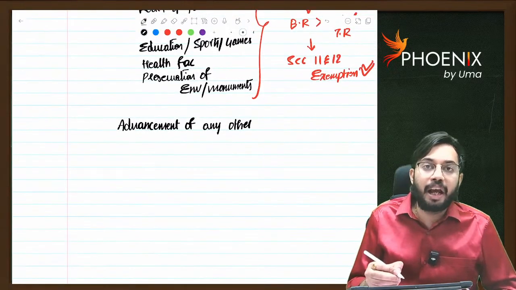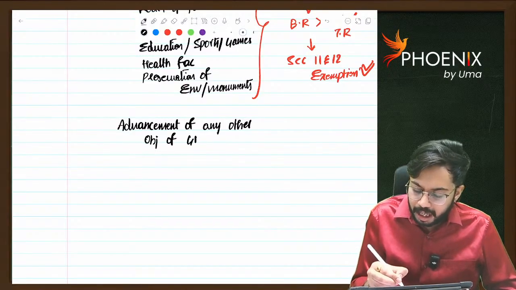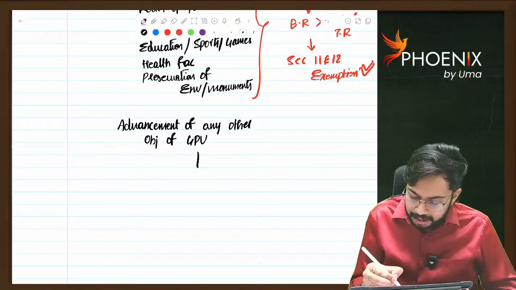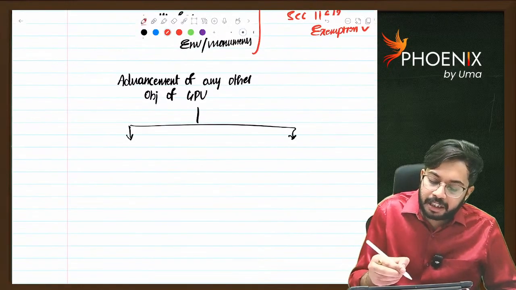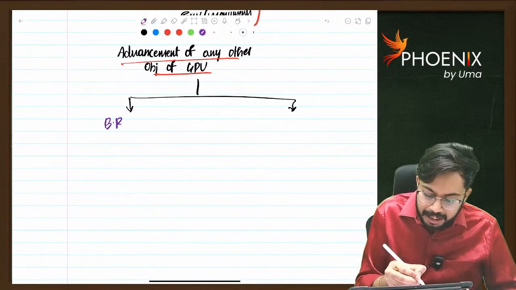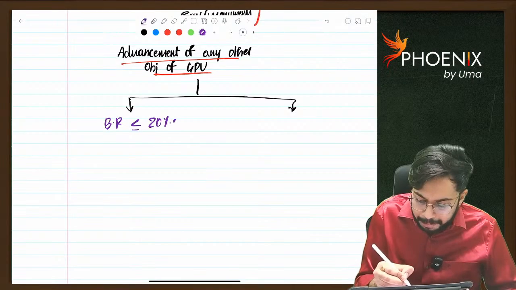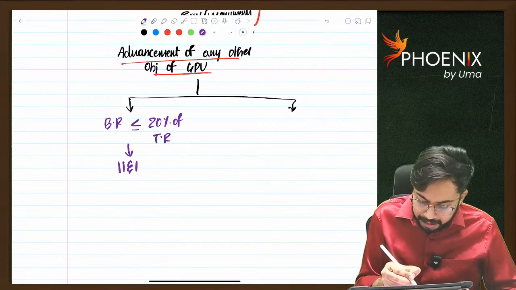But if you create any trust for advancement of any other object of general public utility, in this case, if you create a trust for this purpose, and for that trust, business receipts are less than or equal to 20% of total receipts, then 11 and 12 exemption is allowed.